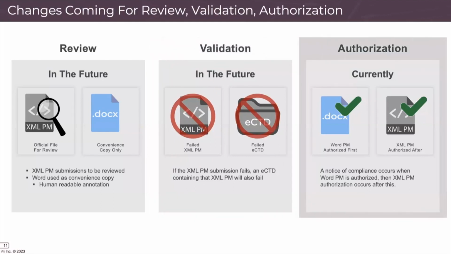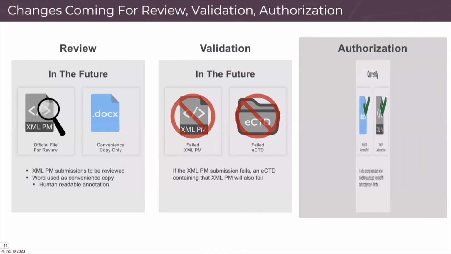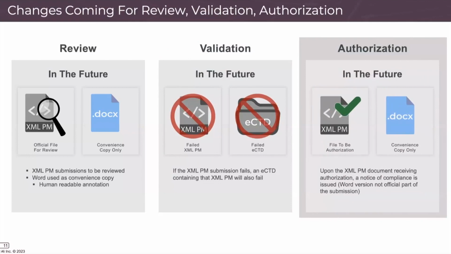For XML PM authorization, Health Canada currently approves the Word version, and the onus of finalizing the XML PM is on the market authorization holder. But the plan is that in the future, the XML PM will be the approved version because, as we mentioned, the Word version will become a convenience copy and will no longer be authorized.